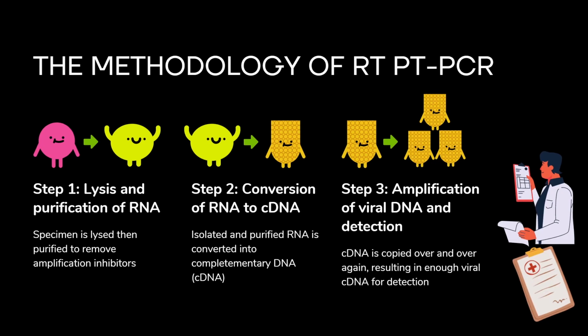RT-PCR follows 3 main portions. 1. The lysis and purification of viral RNA. 2. The conversion of isolated and purified RNA into DNA, and the amplification resulting in detection.